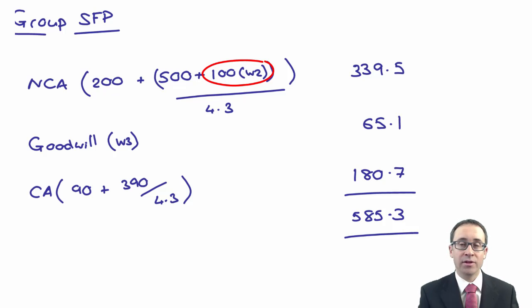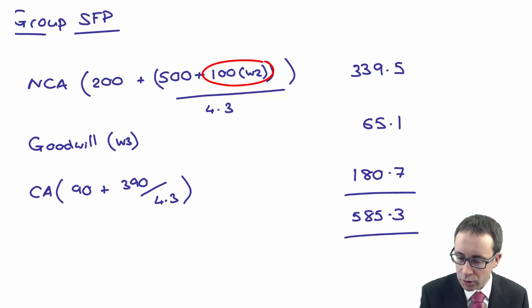Hopefully it will balance. If it doesn't, it doesn't matter. In the exam, when you do a group SFP with an overseas subsidiary, it very rarely balances because there's so much going on in terms of the translations, rounding differences. You could have everything right, and you've got a rounding difference, which means that it doesn't balance. So don't stress, don't panic within the exam.